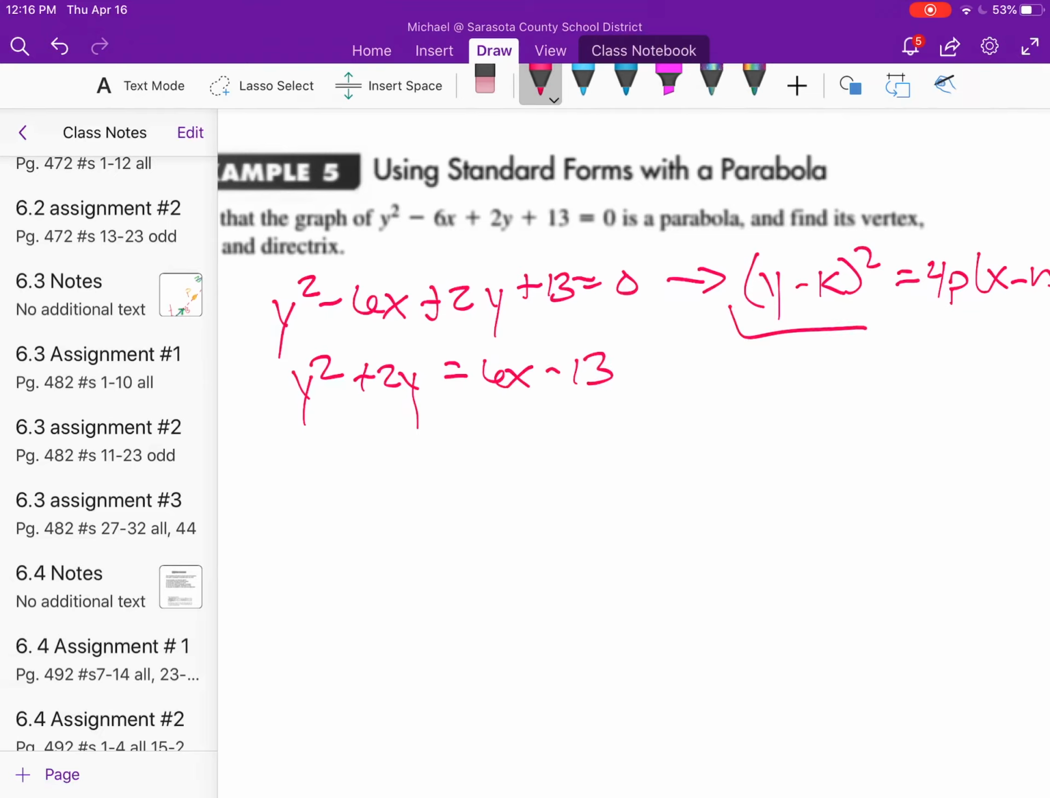And then on the left-hand side, I need it looking like y minus k quantity squared. I'm not there yet. So think back to, since Algebra 1 we first learned it, how do we make this happen when we complete the square? So I'm going to add b over 2 squared to both sides. So b is that second term. So I'll add b over 2 squared to both sides.